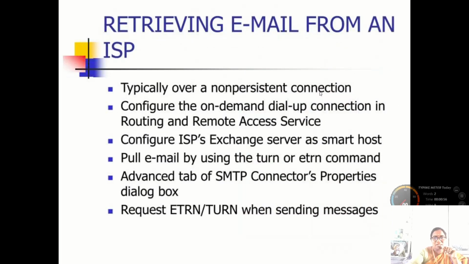Retrieving email from an ISP, Internet Service Provider, is typically done over a non-persistent connection. Configure the on-demand dial-up connection in Routing and Remote Access Service. Configure the ISP's Exchange server as a smart host. Pull email by using the TURN command. This is on the Advanced tab of the SMTP connector properties dialog box, that is, request TURN when sending messages.